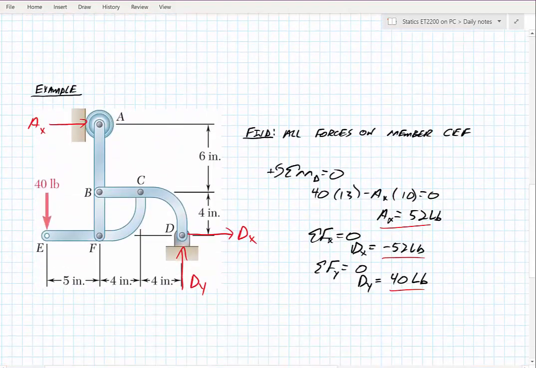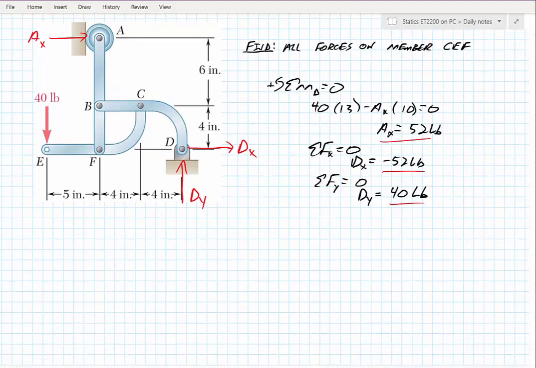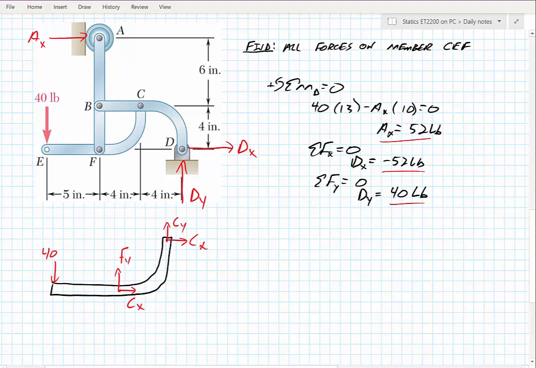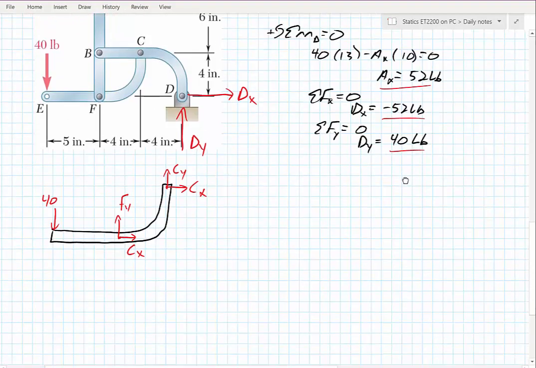I'm interested in CEF. So if I were just to look at member CEF, I end up with a free body diagram that looks like this. If I count my unknowns, I have 4 unknowns. It means no matter how hard I try, I would not be able to solve for all 4 of those unknowns. So I need to move on to a different member. I'm going to have to start somewhere else. And let's take a look at ABF then.